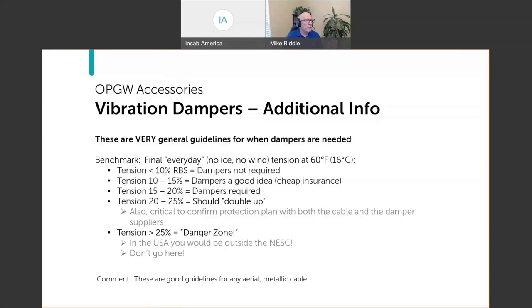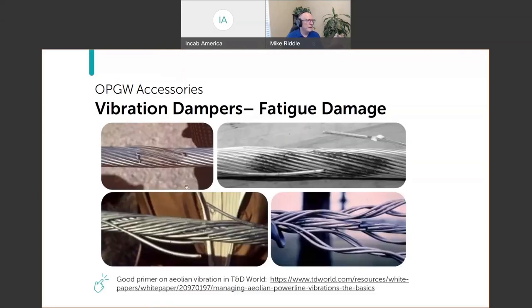So ideally, keep it below 20% of rated breaking strength. And by the way, this is true for any aerial metal cable, so conductor works the same way. Good guidelines to use. And if you say, well, what about an all steel cable? It's not really going to have aeolian vibration damage, is it? Well, as a matter of fact, probably not.